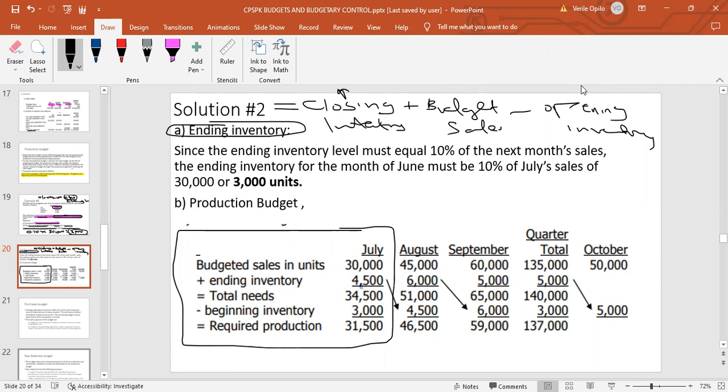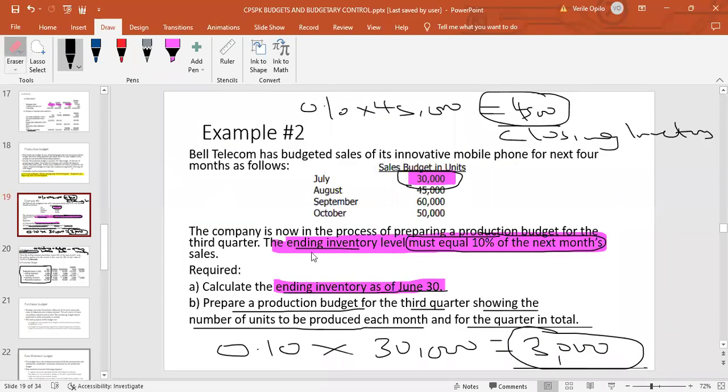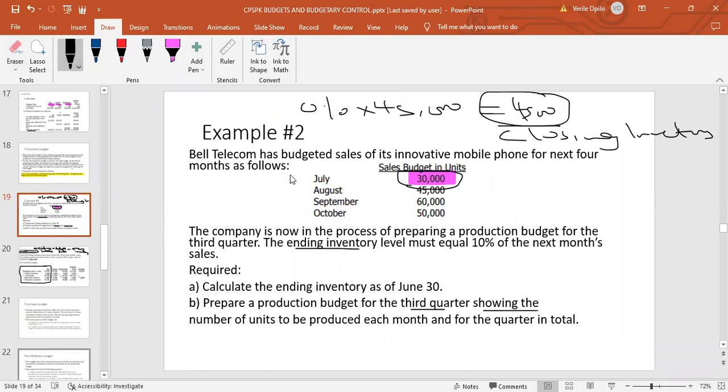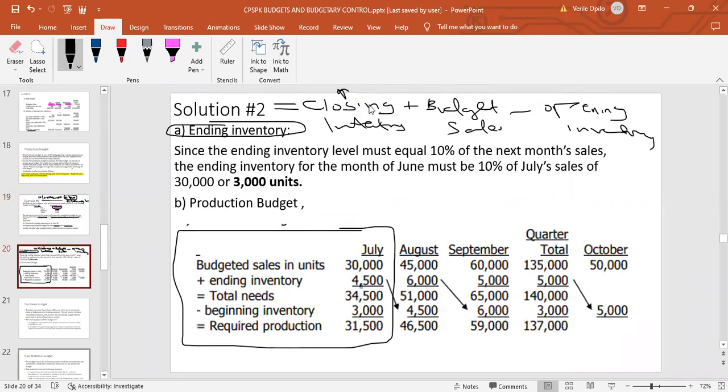So in this case, what do we do? The budgeted sales for this particular month, the budgeted sales for July, that one we've already been given, is 30,000 units. And then now the closing inventory for the month of July, we say that it should be equal to 10% of the budgeted sales in the next month. So the next month is August. So 10% of 45,000, we say that this one is going to be 4,500. So now our closing inventory, or our ending inventory, is supposed to be 4,500.